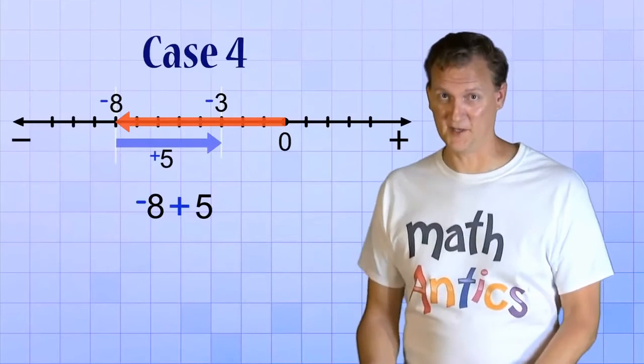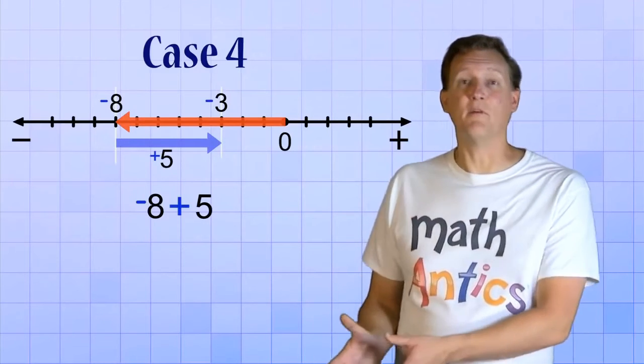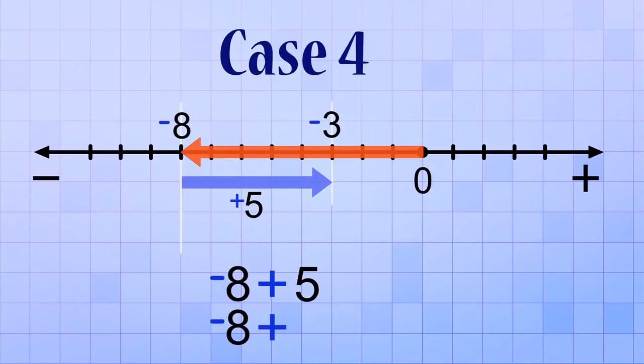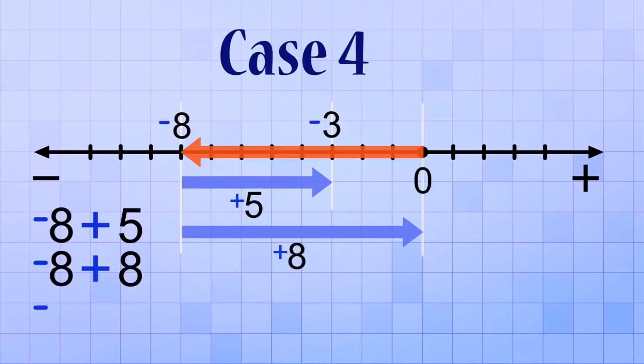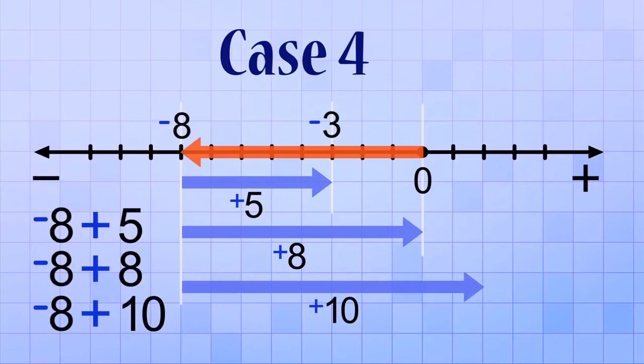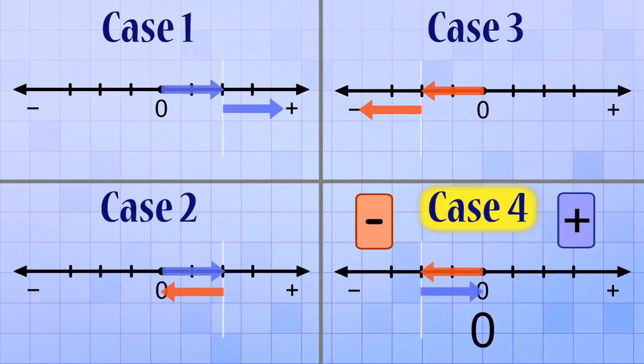But this looks similar to case 2, right? Imagine what would happen if you made it even more positive. You could add 8 instead of 5, and that would move you all the way up to 0. And if you added even more, like negative 8 plus 10, that would take you to the positive side of the number line and give you the answer of positive 2. So just like in case 2, the answer here can be positive, negative, or even 0, depending on the numbers you're adding.